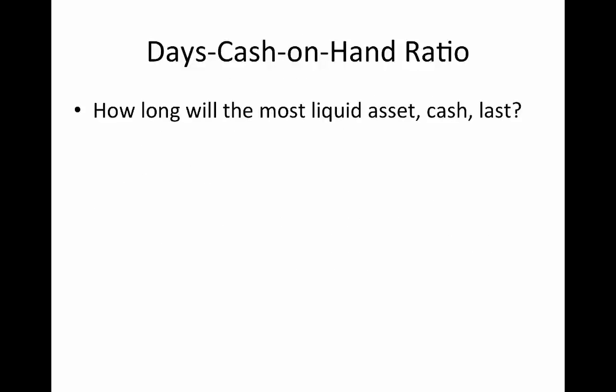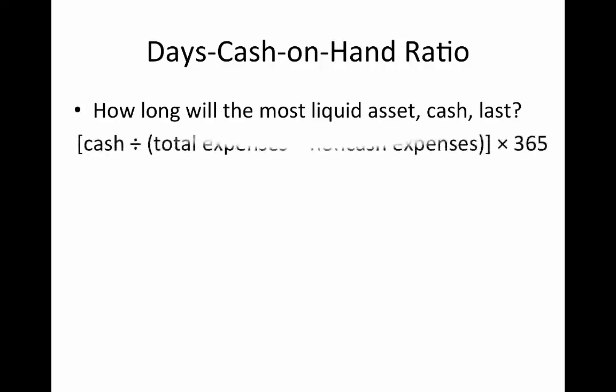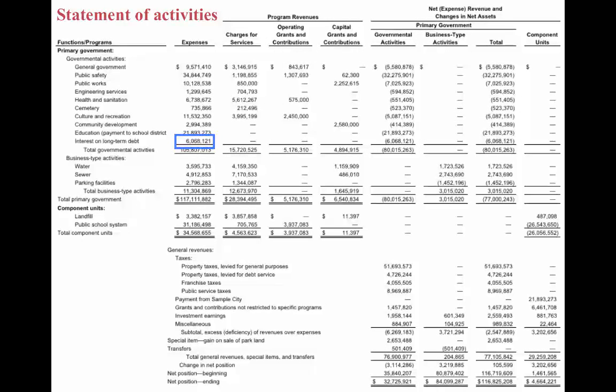The third of those liquidity ratios is days cash on hand. So basically, how much cash do we have and how long is it going to last us? The ratio is cash divided by total expenses less non-cash expenses times 365.